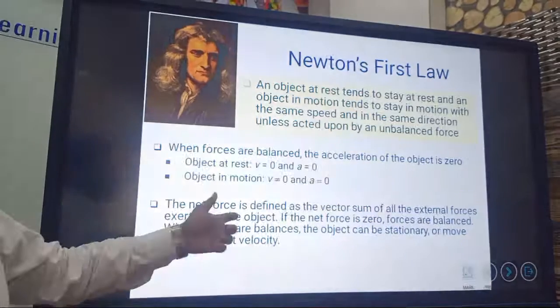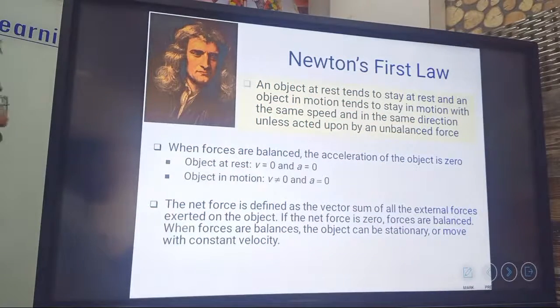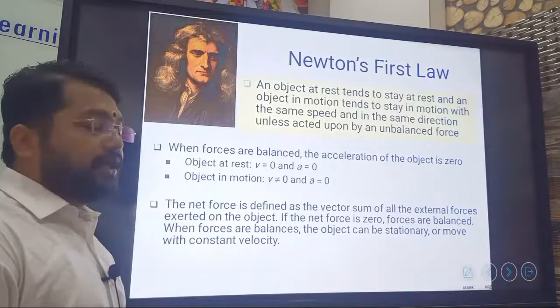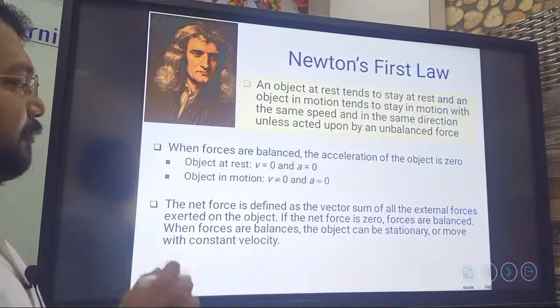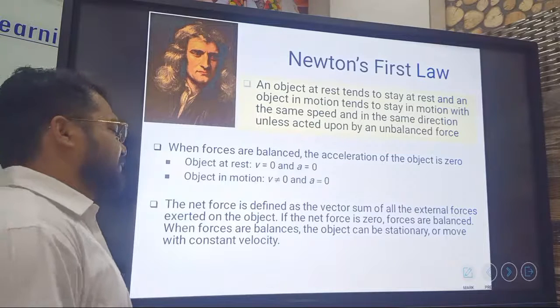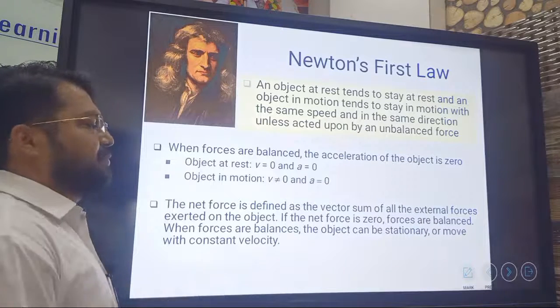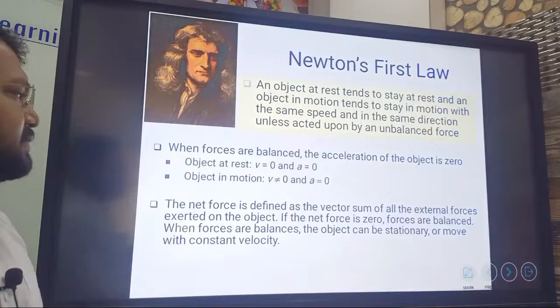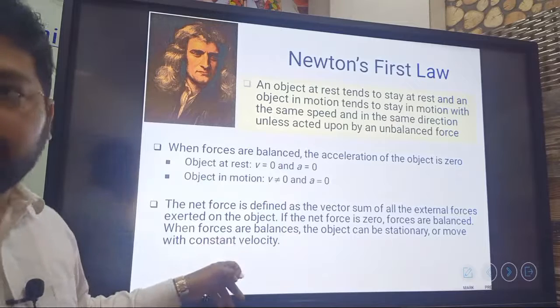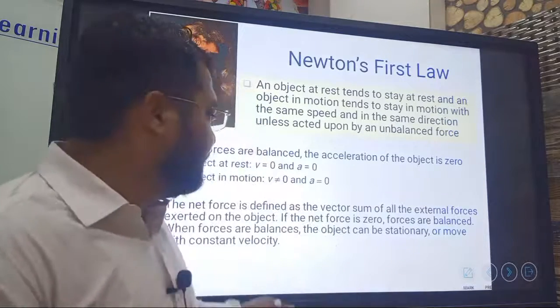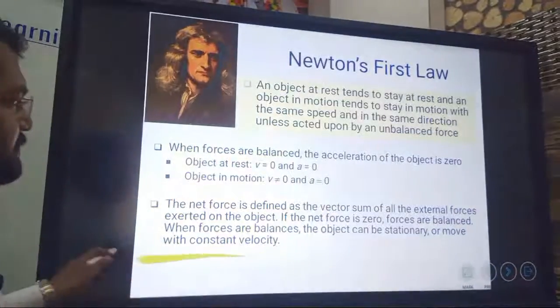The net force is defined as the vector sum of all the external forces exerted on an object. If the net force is zero, the forces are balanced. When forces are balanced, the object can be stationary or move with constant velocity. That's what I said, no? Yes. If it is moving with constant velocity, then what do we call it? Relatively at rest.